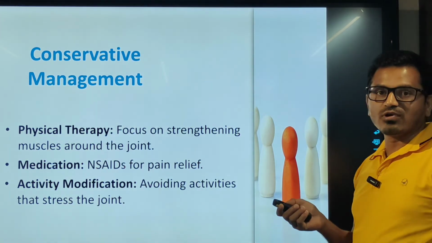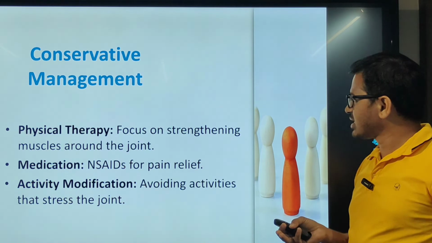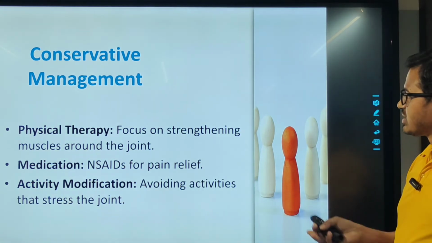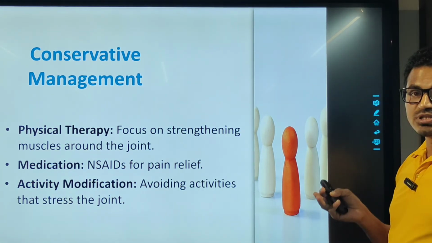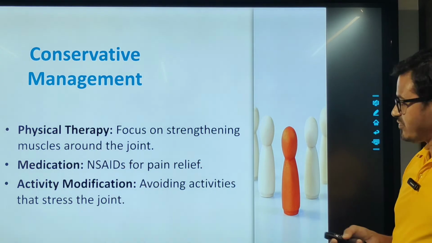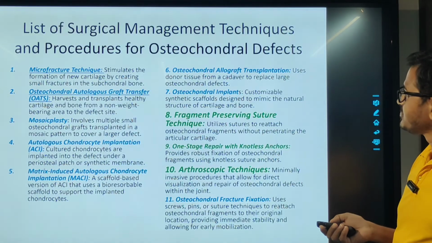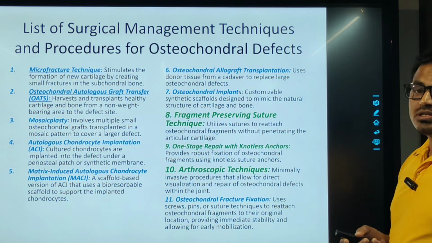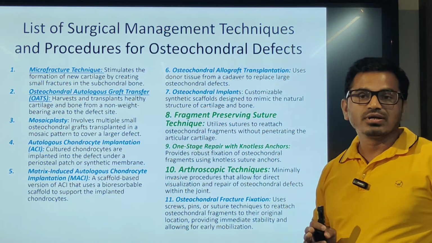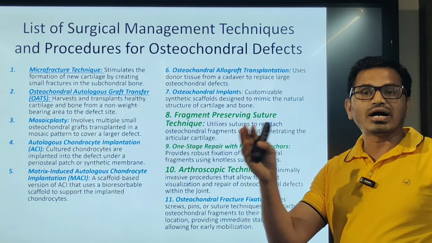Conservative management usually involves pain medications like NSAIDs for pain relief, physical therapy focusing on strengthening the muscles around the joint, and activity modification to reduce the stress on the articular surface. So what are the options for surgical management if we have to deal with a middle size to large fragment?